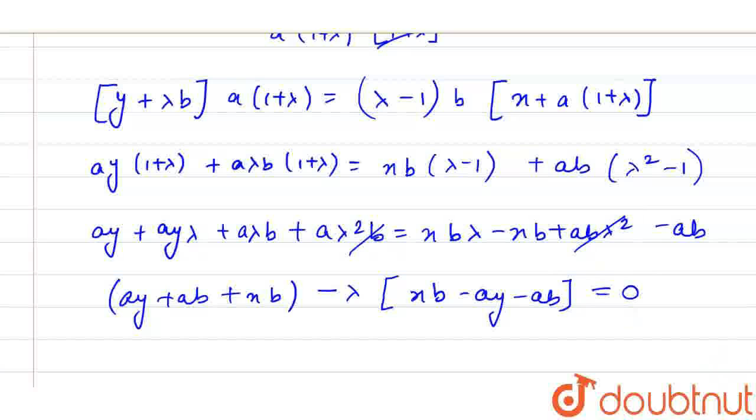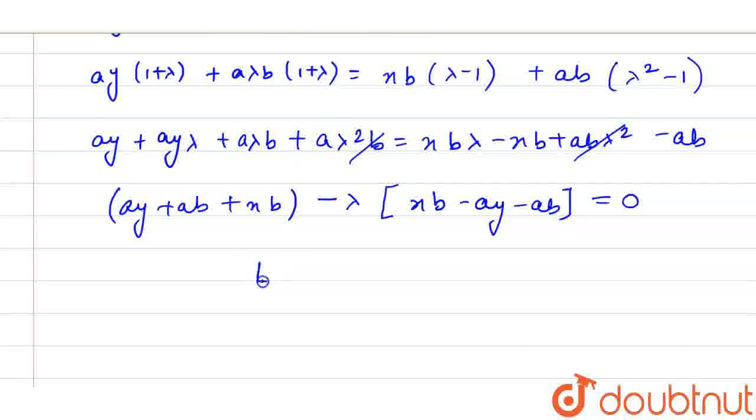So this is our final equation, and this equation is in the form of L1 plus lambda times L2 equals 0. So the meaning of L1 plus lambda L2 is that this is the equation of the family of lines which passes through the point of intersection of two lines, that is ay plus ab plus xb and the intersection of xb minus ay minus ab.